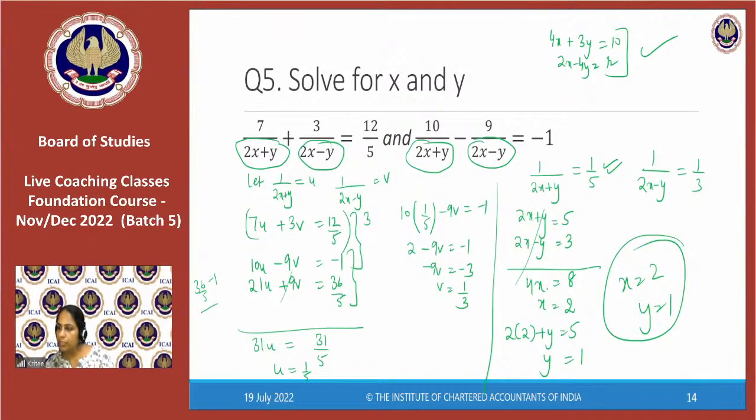Okay. Arshdeep, check your answer. Calculation mistake. Divya has given the correct answer for u and v. Yes, Chirag has given the correct answer 2, 1.